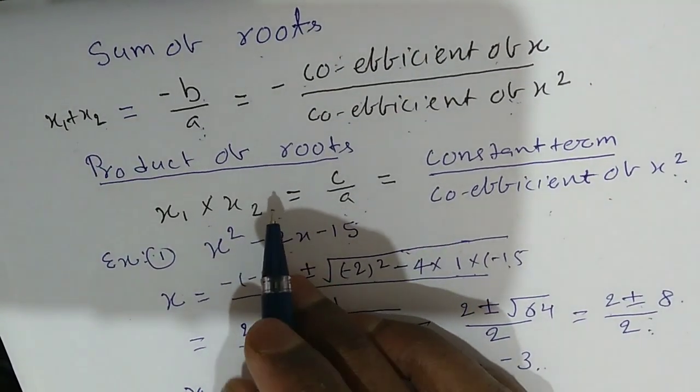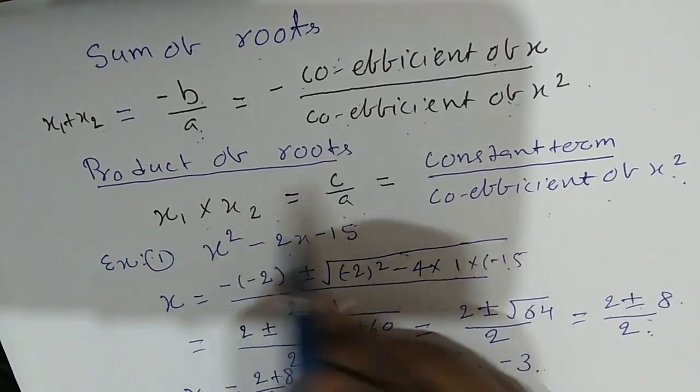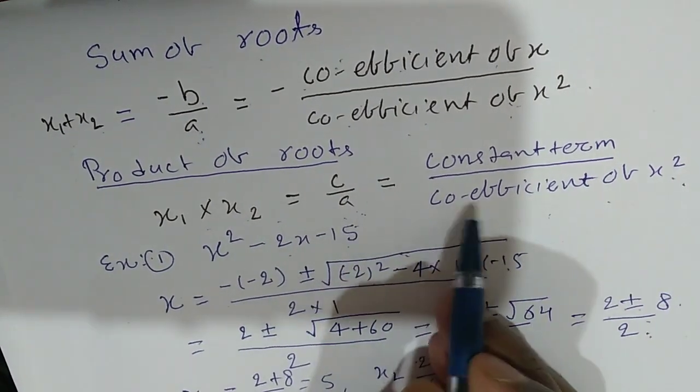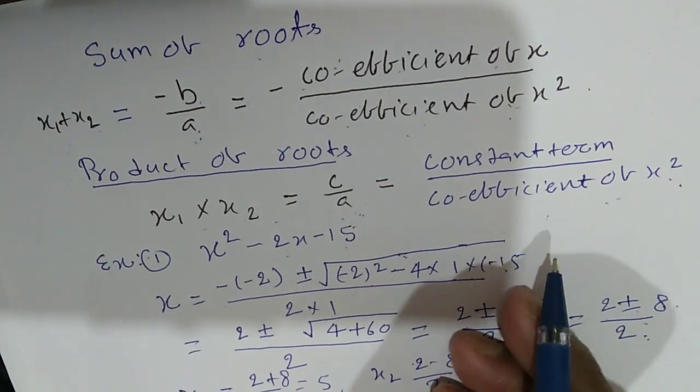Next is the product of roots. It means x1 into x2. I write here c upon a. c is the constant term and a is the coefficient of x square.